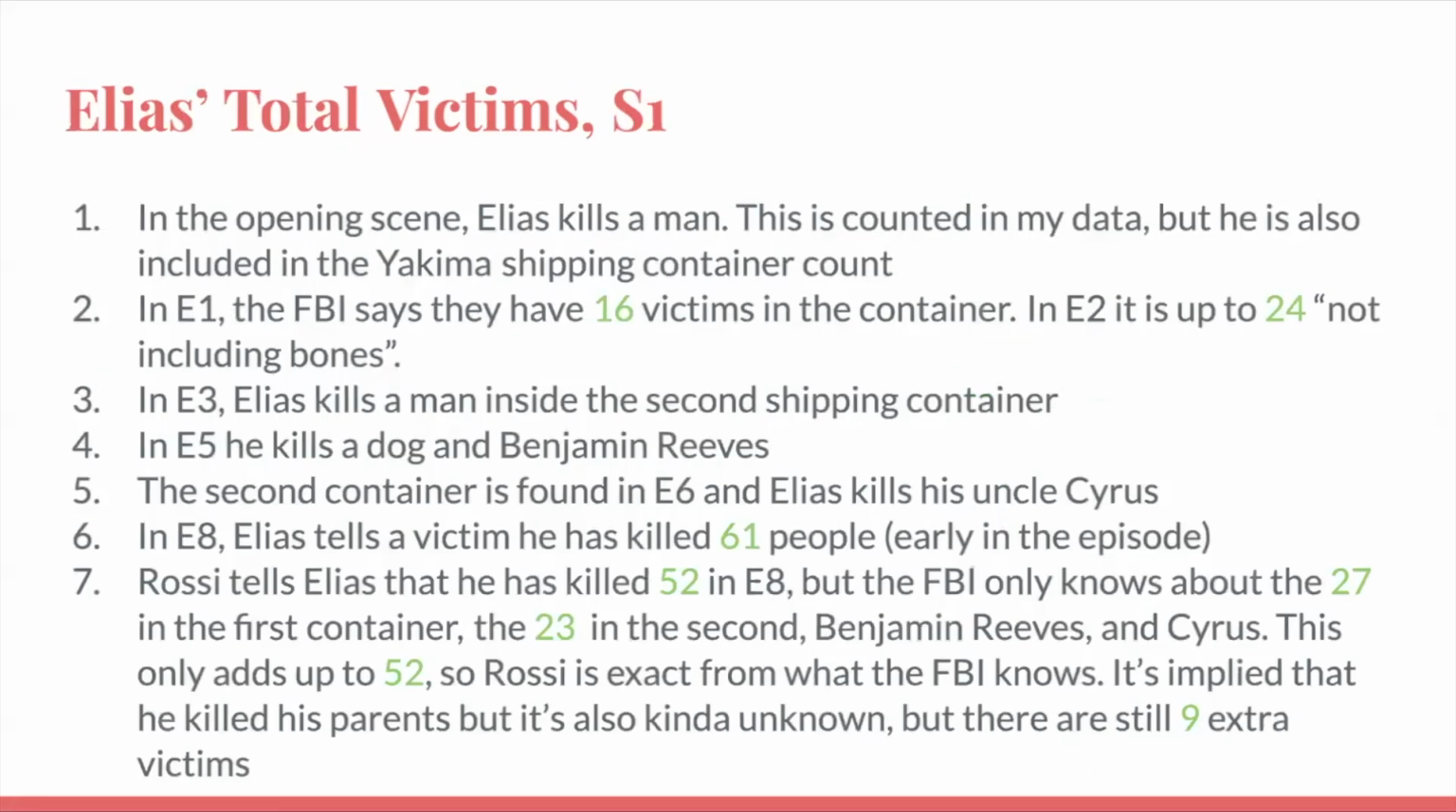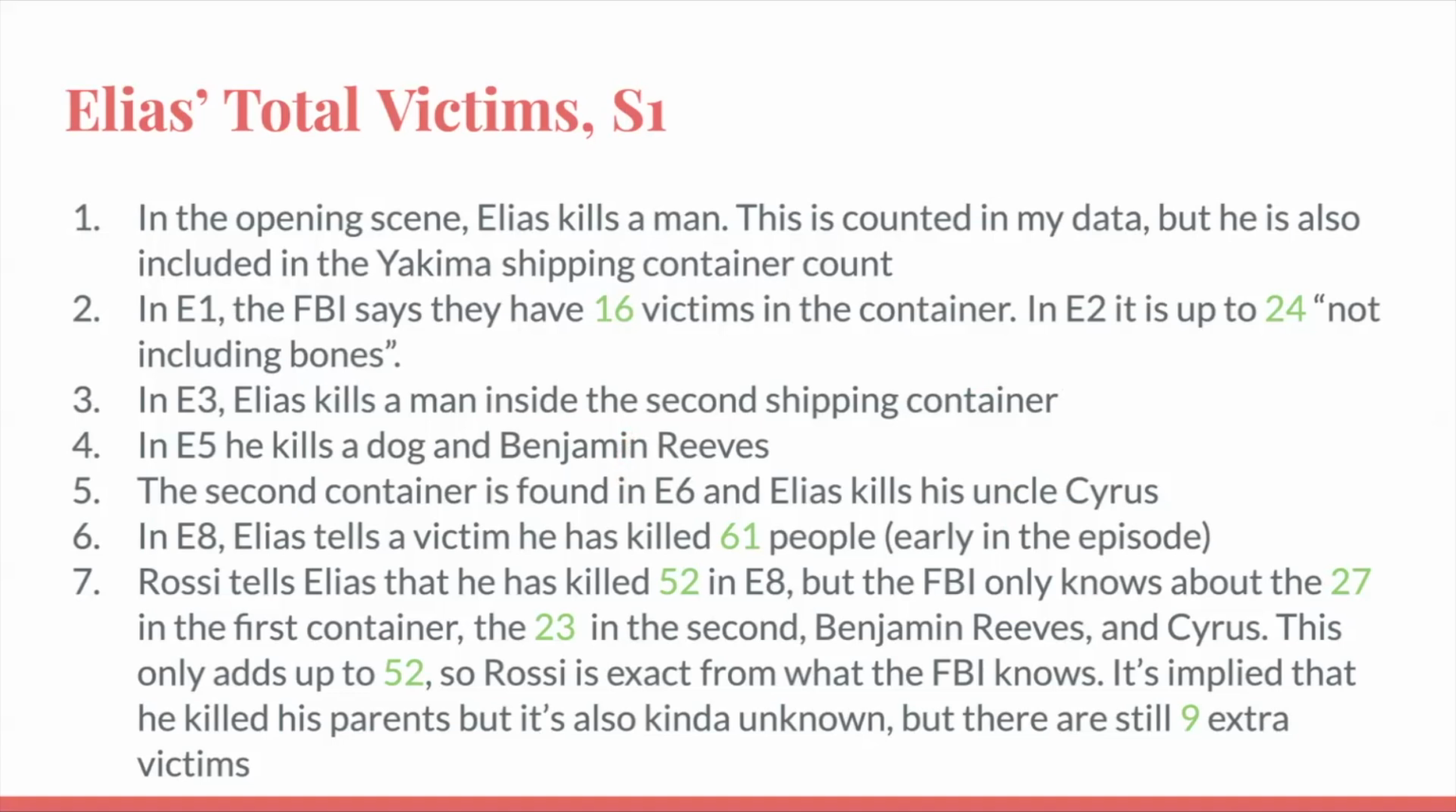Now I have a timeline of Elias's total victims beginning in season 1. In the opening scene, Elias kills a man in 2005. This is counted in my data because it was an on-screen murder, but he is also included in the Yakima shipping container count. In episode 1, the FBI says they have 16 victims in the container. In episode 2, it is up to 24, not including bones. In episode 3, Elias kills a man inside the second shipping container, and in episode 5, he kills a dog and Benjamin Reeves. The second container is found in episode 6, and Elias kills his uncle Cyrus.